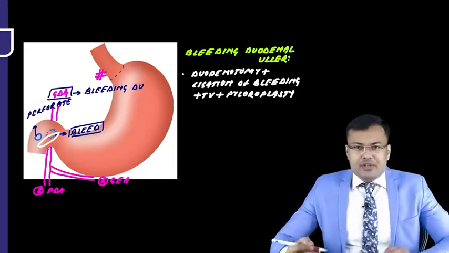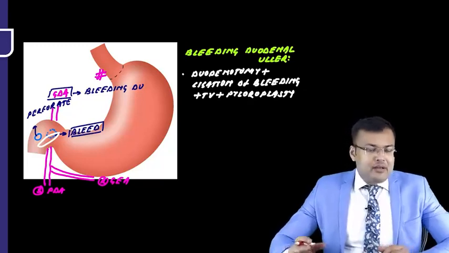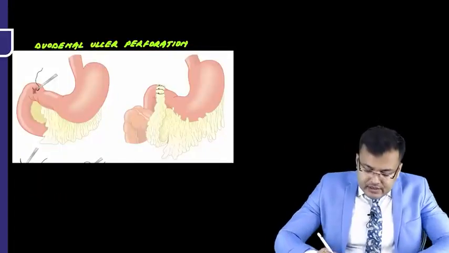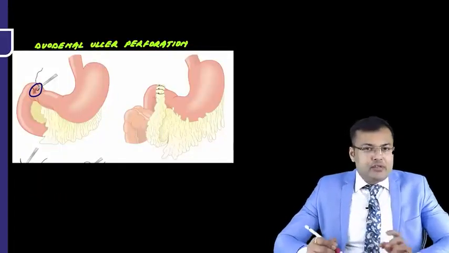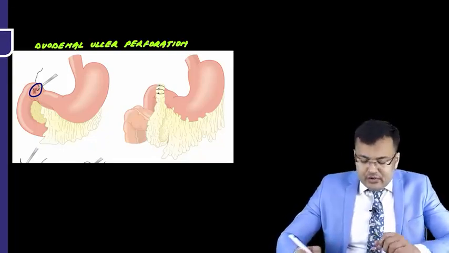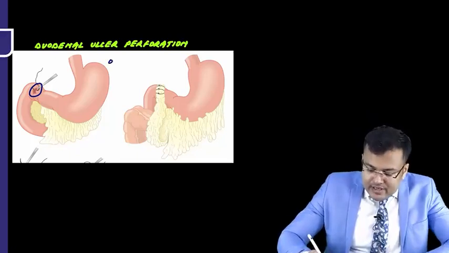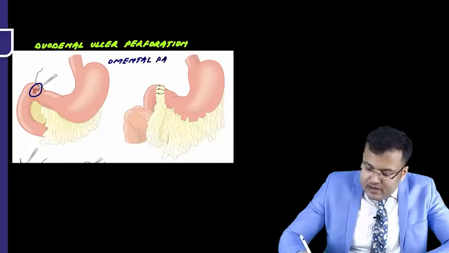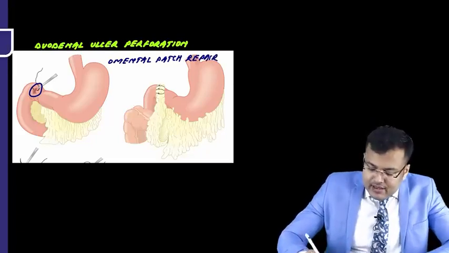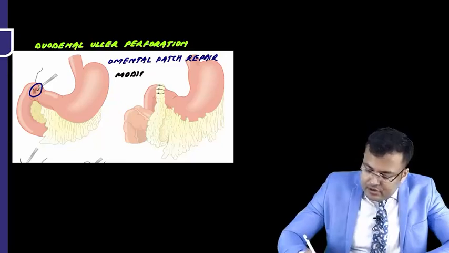And whenever there is perforation, we perform omental patch repair, also known as modified Graham's repair. Here you can see there is a duodenal ulcer perforation, since it is located on the anterior wall, and you know that anteriorly located ulcers perforate. So here we perform omental patch repair. What is the other name of this omental patch repair? It is also known as modified Graham's repair.